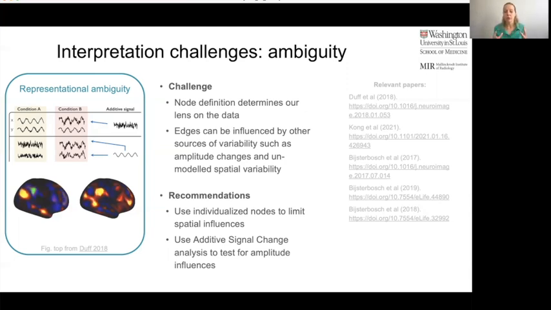The recommendations to counteract that would be to use, again, individualized nodes, defining boundaries of nodes for each individual using that person's data to limit these unmodeled spatial variability influences. And another option that might be really interesting to look into is to use a technique called additive signal change analysis to test for amplitude influences. And that relates to the first paper on the right-hand section.